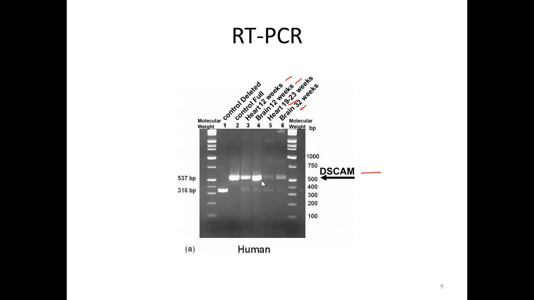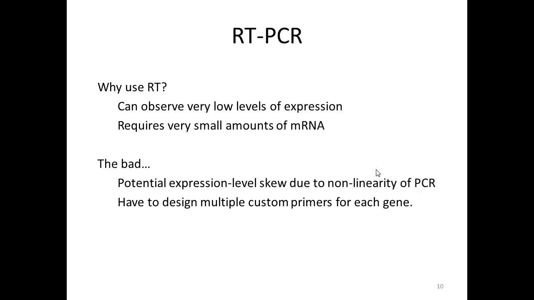Here, in general, you try to make it so that the relative intensities are meaningful. And so you could even say that it's expressed at a little higher level in brain than in heart. And that was also true at the later time points, it seems to be. So RT-PCR is very useful when you have very small amounts of material, mRNA, and depending on the number of cycles you do the PCR, you can observe very low levels of expression or high levels, so you can tailor your experiment to query a wide dynamic range of levels of expression.